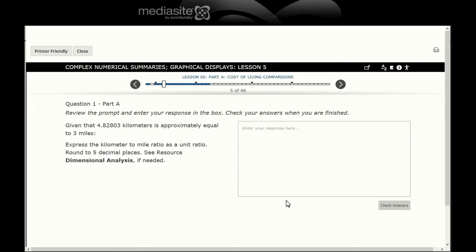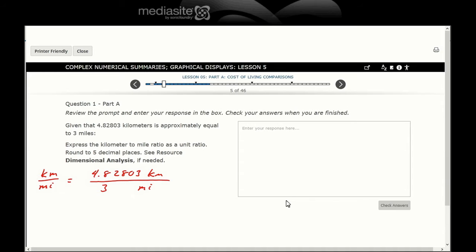Okay, so let's see. Basically, we're talking about a ratio here. So we want the ratio of kilometers to miles. Okay. So we're looking at that guy, kilometers over miles. And what do we know so far? We have 4.82803 kilometers for every 3 miles. Okay.